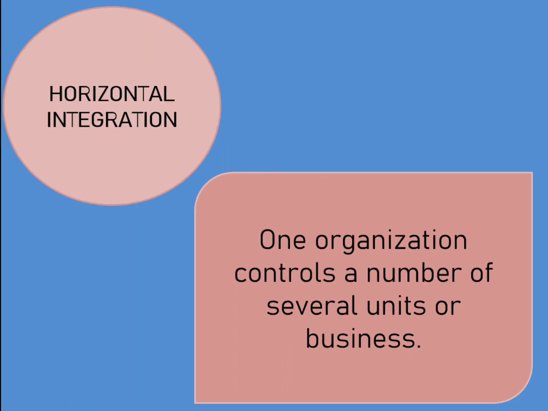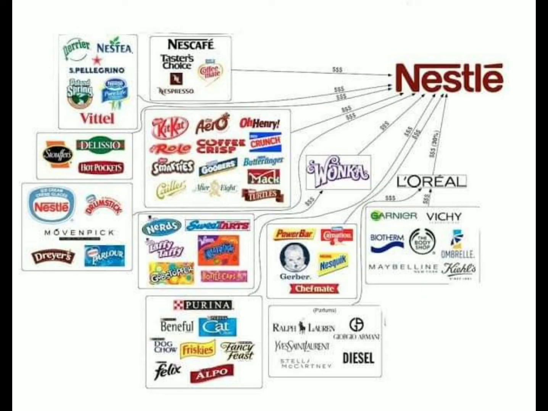Horizontal integration. One organization controls a number of several units or businesses. For example po dito is yung Nestle na madami pong nakapaloob na other companies and businesses. Ito po yung picture para po mas maintindihan natin yung horizontal integration.